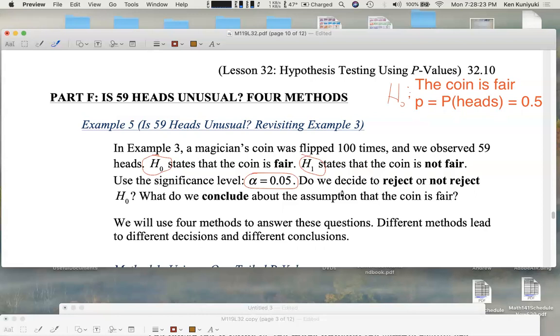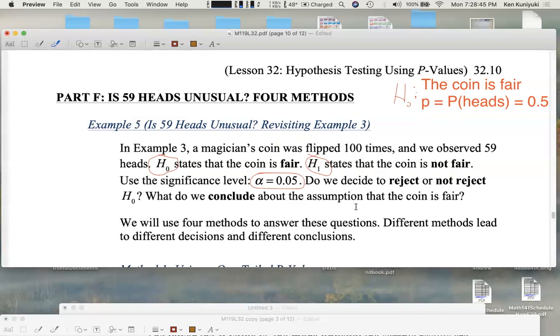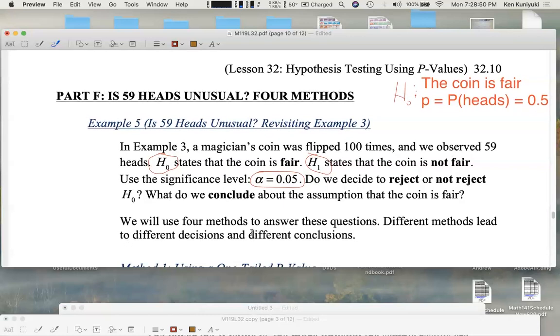Do we decide to reject or not reject the null? Well, that's going to depend on if we use a one-tailed or a two-tailed analysis. It depends on what our value for alpha is, although I am telling you what value for alpha we're going to take. Different analyses will lead to different decisions, actually. And what do we conclude about the assumption that the coin is fair? What do we do with the null hypothesis? That assumption. We'll use 4 methods to answer these questions. Different methods lead to different decisions and different conclusions, even for the same value of alpha.